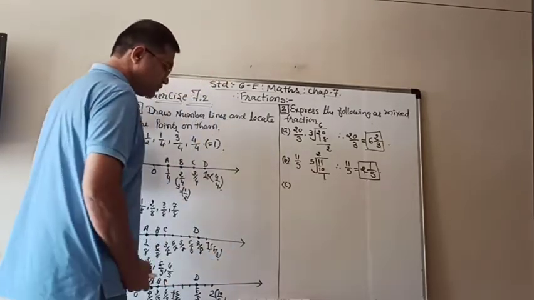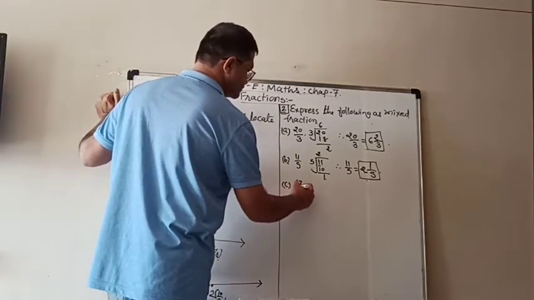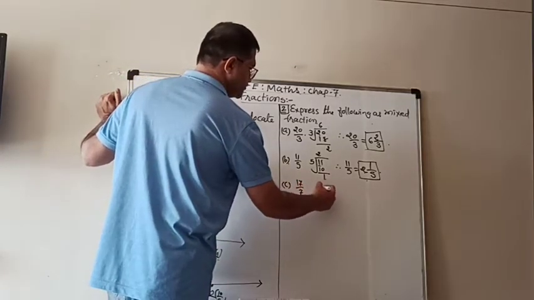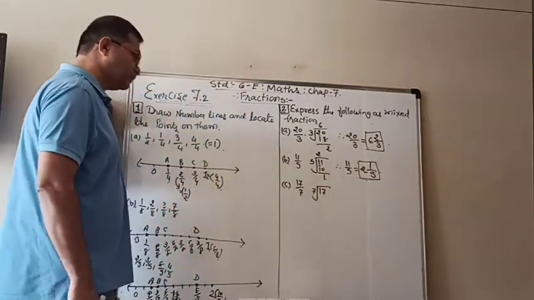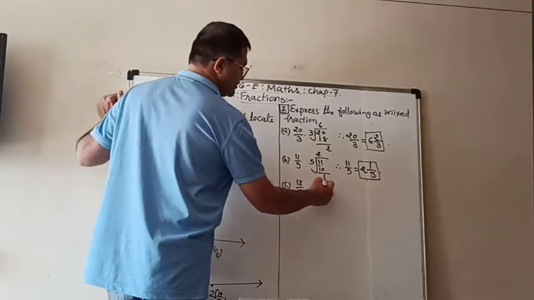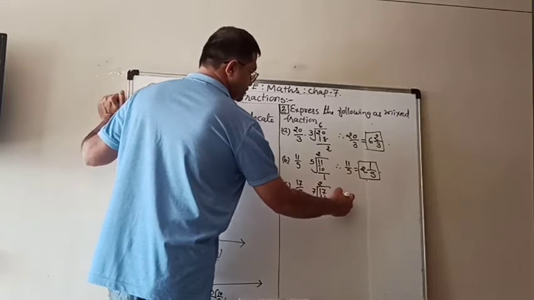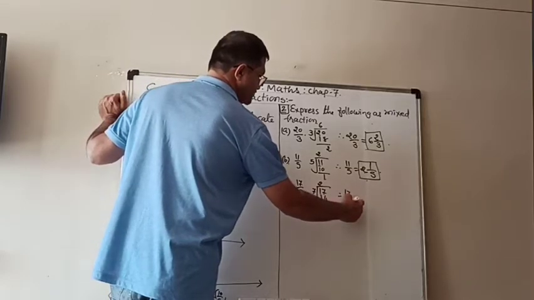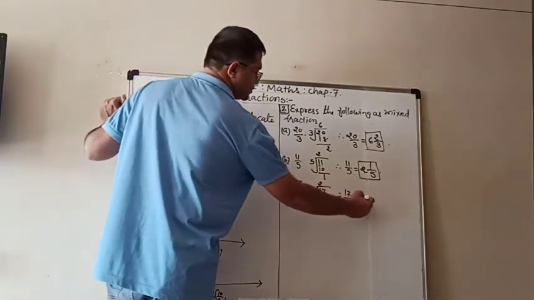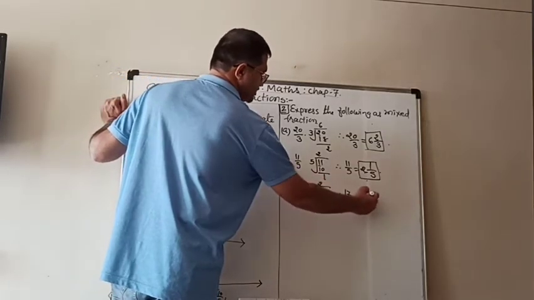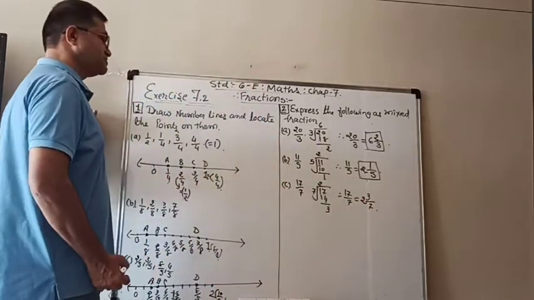Let's take this third one. 17 upon 7. So now 17. 7 1s are 7, 7 2s are 14. 7 3s are 21 will be more, so 7 2s are 14. Then, therefore, 17 upon 7 is equal to, what is the quotient? 2. What is the remainder? 3. So 2 integer 3 upon 7.